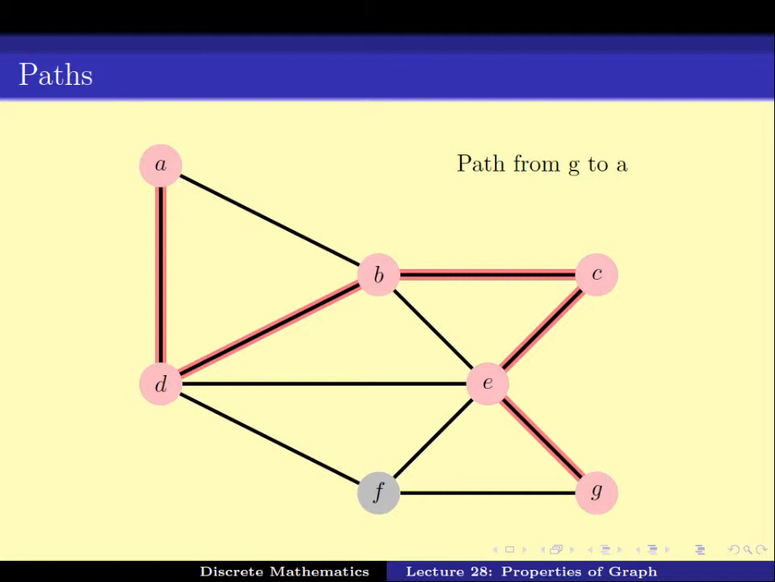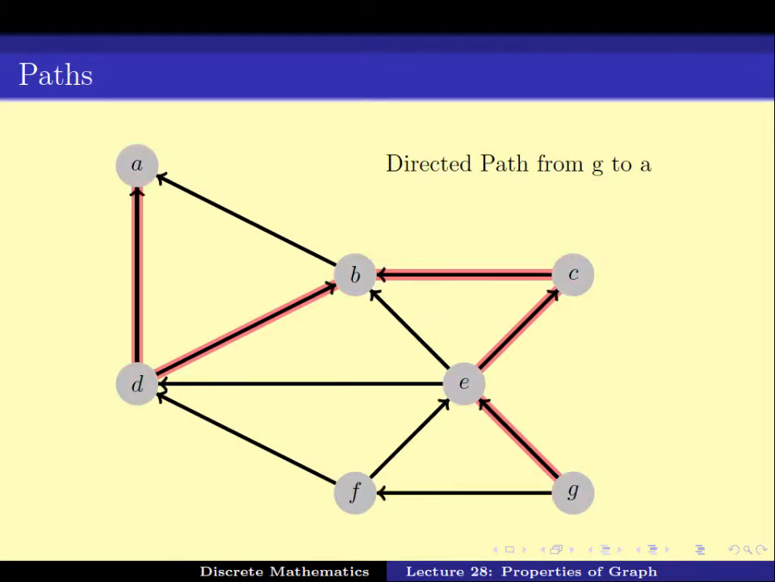Now if the graph is directed, then we have to talk about a directed path. So if this is the direction on the edges, then this GECBDA is unfortunately not a directed path because the edge between B and D is in the wrong direction. So this is not a directed path, but something like GECBA is a directed path from G to A.